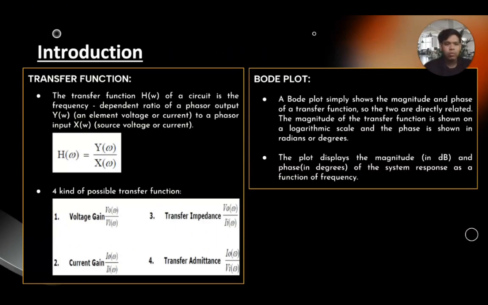So now, I will talk about the introduction for the transfer function and Bode plot. For the transfer function, H omega of a circuit is the frequency. H omega means the formula of the transfer function.